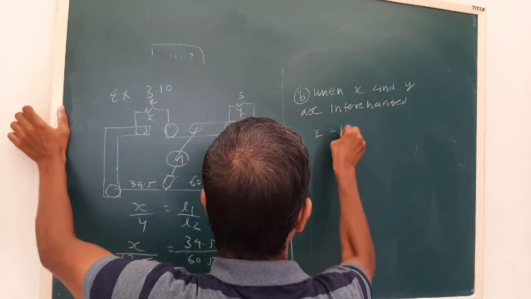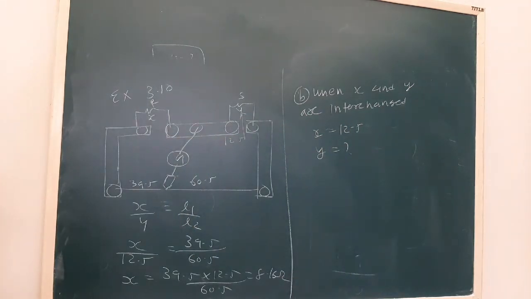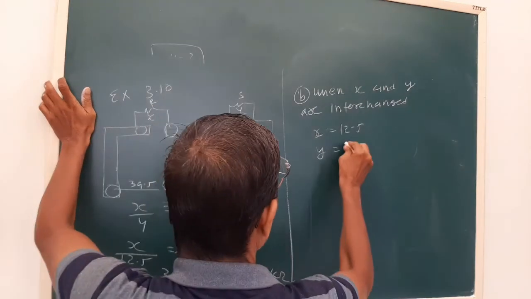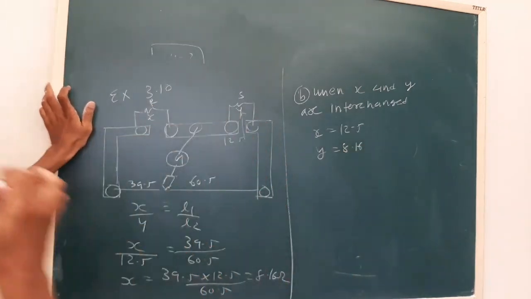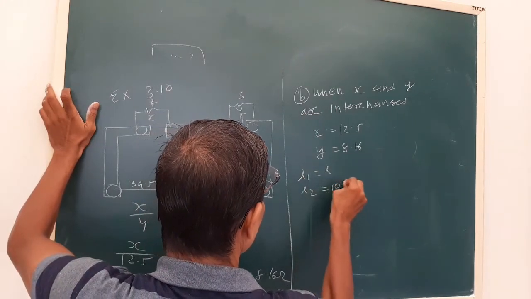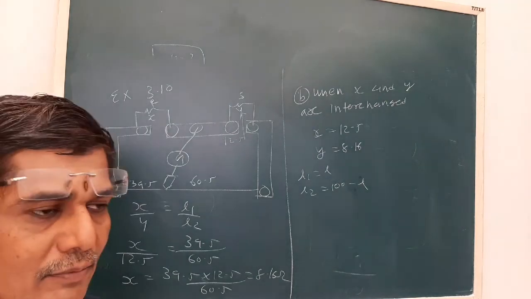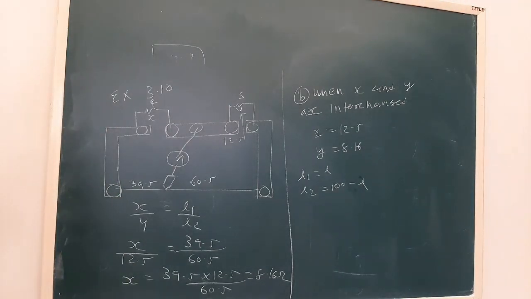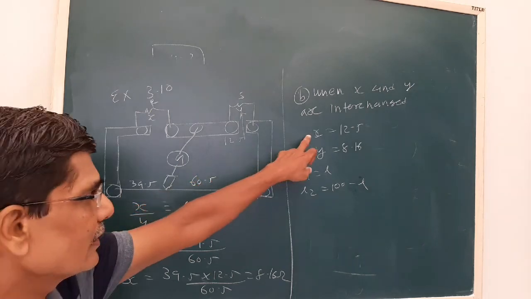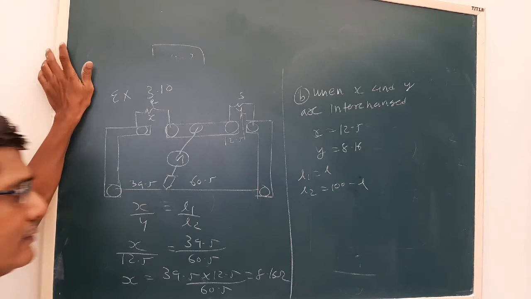So here X will be 12.5 and Y you have to find out. X and Y are interchanged, so this Y will become X. What will be the null point? Let us say L1 is L, so L2 will be 100 minus L. When X and Y are interchanged, this 12.5 will become X and X will become Y. Now L1 upon L2 we have to use.